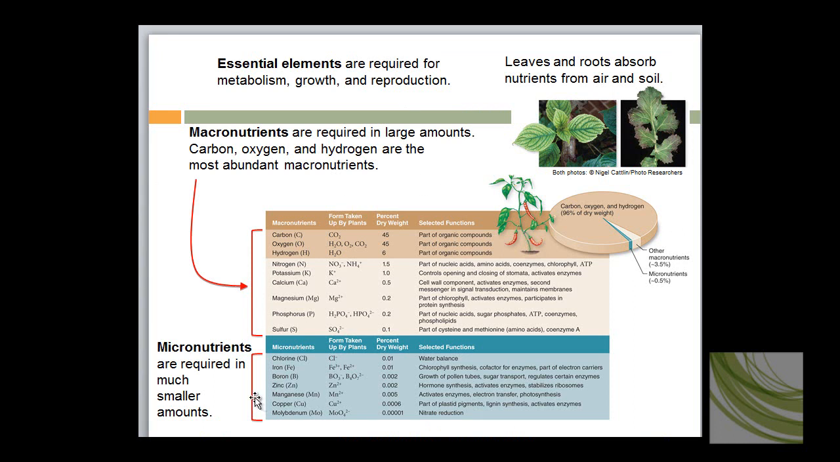Macronutrients are needed in large amounts, micronutrients in smaller amounts. If you grow potted plants or have a greenhouse or beds, there are many fertilizers that will have these different mixes. A lot of plants will require different mixes of fertilizers.